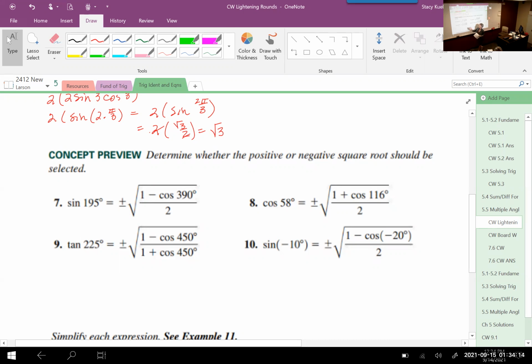So this angle here, the sine of 195 in this form has to be the half angle. So 195 is the half angle. What did we say about whether we're going to use the positive or the negative based on where the half angle is? So answer those. It might be helpful to tell me what quadrant our half angle is in, and then determine whether we're going to use the positive square root or the negative square root.